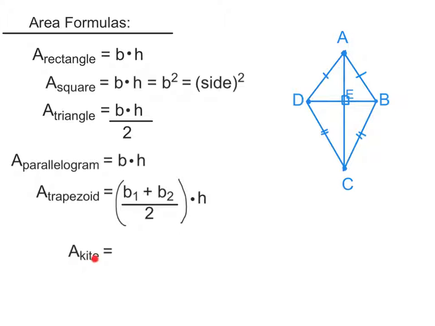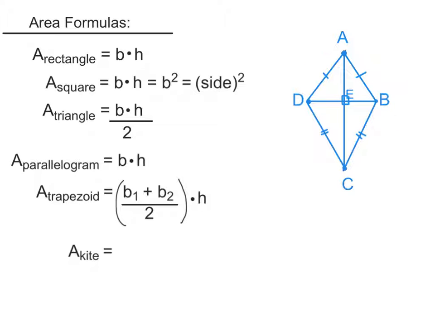Okay, so before we get to the kite, instead of saying the median times the height, I've put it back in terms of bases. So the average of the bases times the height: base 1 plus base 2 divided by 2. Okay, great. So moving on to the kite.